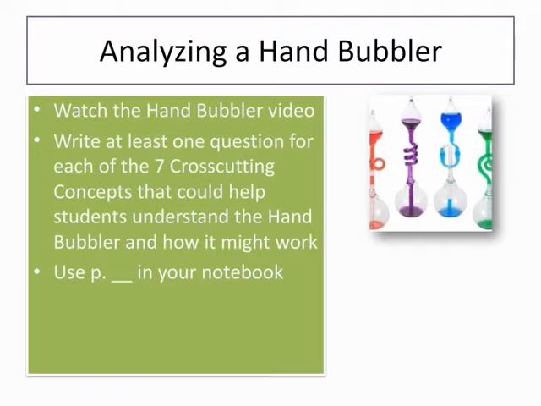So for example, what might be a question that we could ask about patterns that relates to the hand bubbler? What might be a question about cause and effect that relates to the hand bubbler? And you'll want to do that on page 2 in your notebook. So watch the hand bubbler video and then spend a few minutes with page 2 jotting down some questions about the cross-cutting concepts.